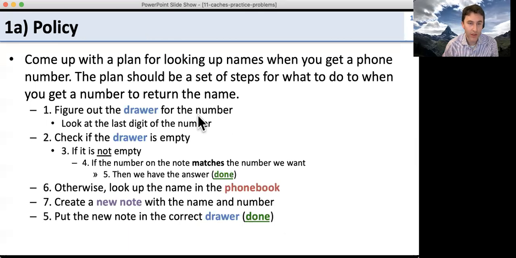Okay, so first we use the number to find the drawer and see if it's empty or if it has the number in it, in which case we're all set. If it doesn't have the number, then we go to the phone book, create a new note, and look for that.